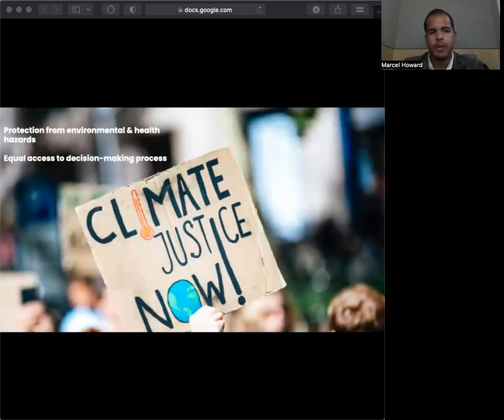Environmental justice is the fair treatment and meaningful involvement of all people, regardless of race, color, national origin, or income, with respect to the development, implementation, and enforcement of environmental laws, regulations, and policies. This goal is achieved when everyone enjoys the same degree of protection from environmental health hazards and equal access to the decision-making process to have a healthy environment in which to live, learn, and work.